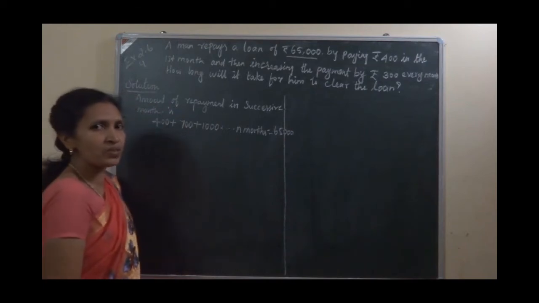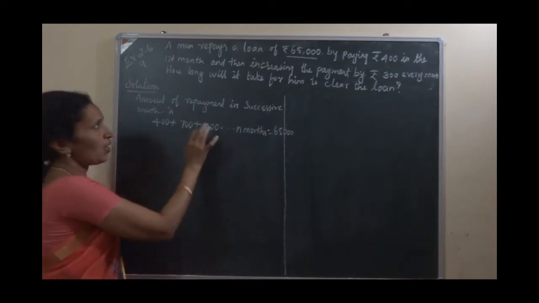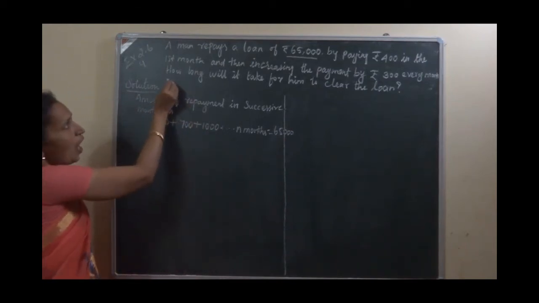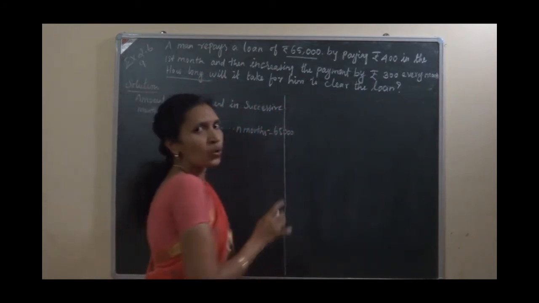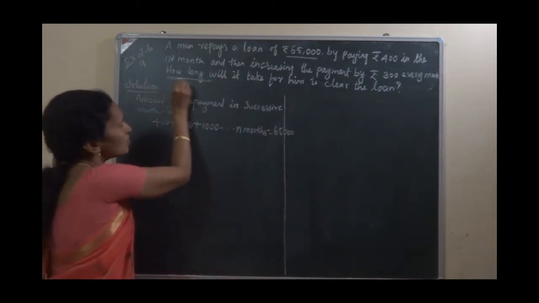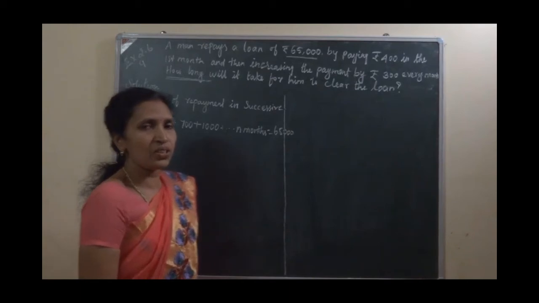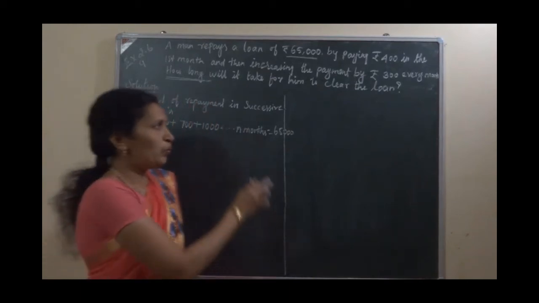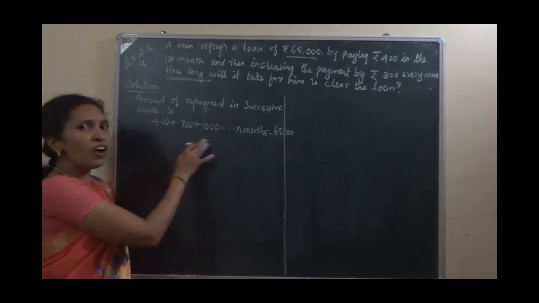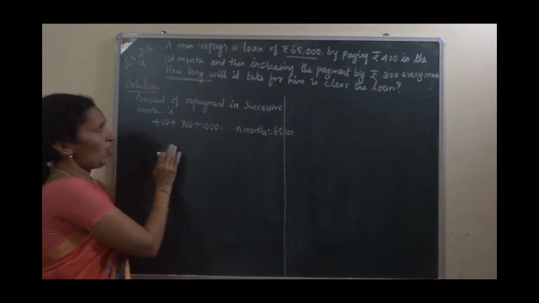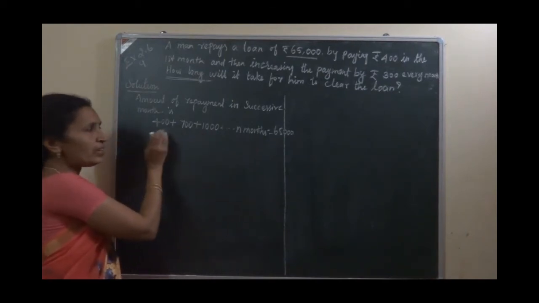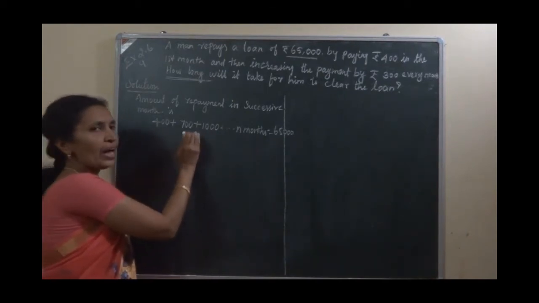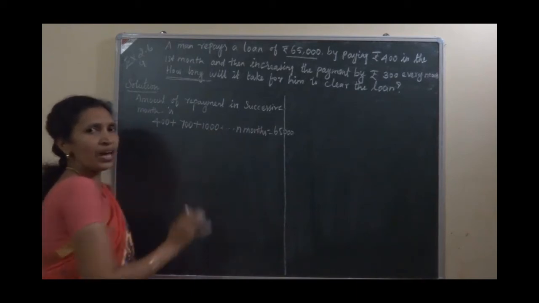Rupees 65,000. Clear? Okay. Now come to the question. How long will it take for him to clear the loan? What you have to find is n, the number of months, right? From this series, can you write the a value, d value, n value and Sn value?